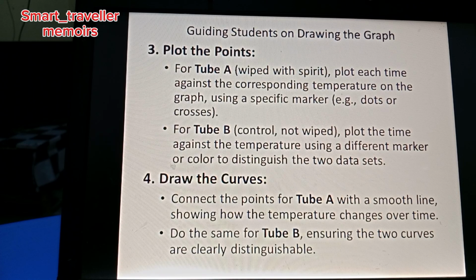For tube B, control, not wiped. So tube B is a control experiment, which is not wiped. Plot the time against the temperature using a different marker or color to distinguish the two data sets.